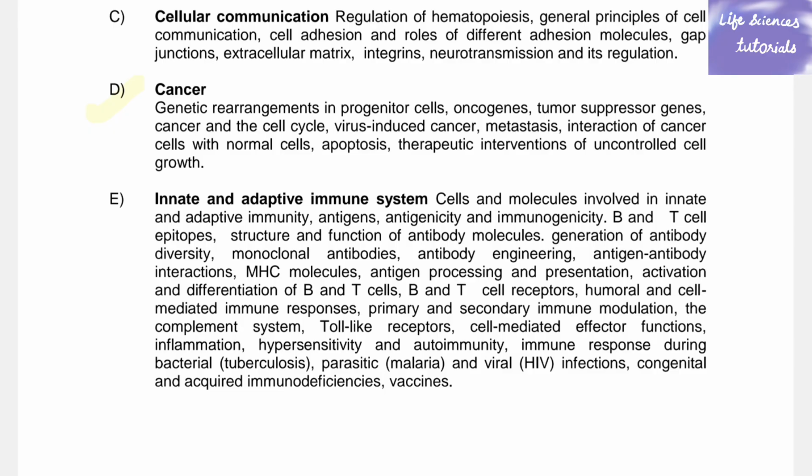So all the topics about innate and adaptive immunity, what are antigens, antigenicity, different properties, immunogenicity, then everything about B and T cells, antibody structures, the different kinds of WBCs, then obviously other related topics like inflammation, hypersensitivity, autoimmunity, immune response during various diseases. It could be bacterial, parasitic, viral diseases, right? Congenital diseases, so genetic disorders, innate and then acquired immunodeficiencies, vaccines, very important.